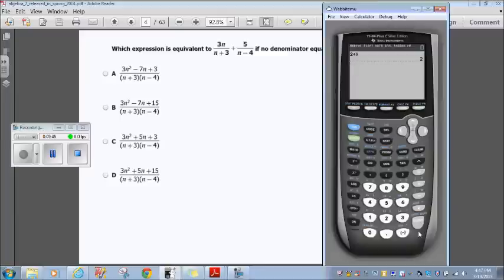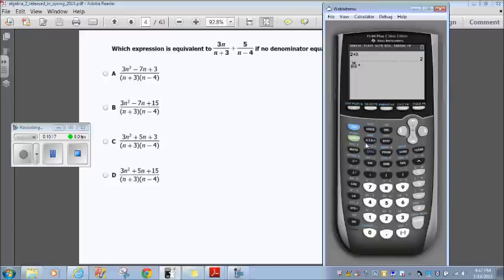Now, here's where the magic happens. I'm going to plug in this right here. So I'm going to place a fraction, alpha, y, 1. Oops, let me clear that. Get out of that, go back. Alpha y equals 1. I want to get a fraction. So I'm going to type 3x over x plus 3. Get out of that.